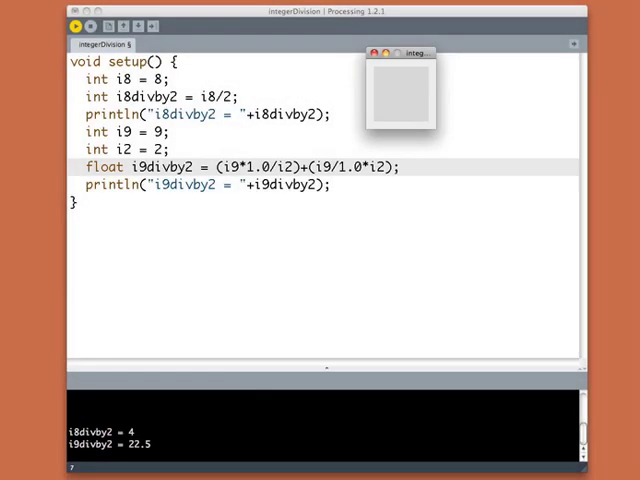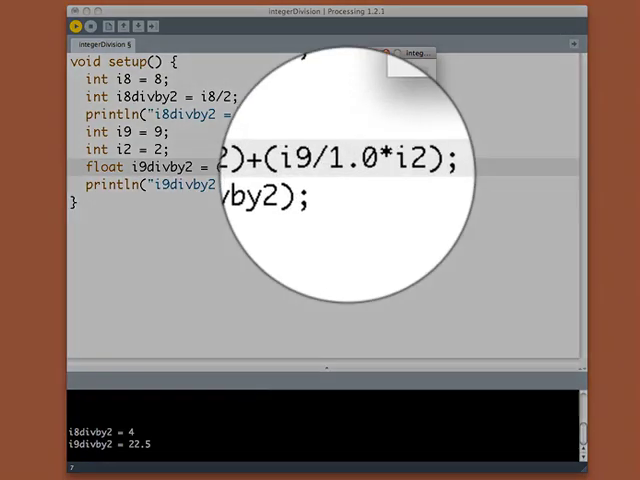What the heck? Remember our discussion about the order in which Processing executes the various mathematical operations that we give it if we give it more than one. Here I have a division and a multiplication. So what I wanted to do is to multiply 1 times I2, and then have I9 divided by that. But it just so happens that it's doing the slash first. So it's taking I9 divided by 1. Well, that's 9 over 1. That's just 9. And then it's multiplying that by 2, which gives us 18. And then it adds 4.5 to that.